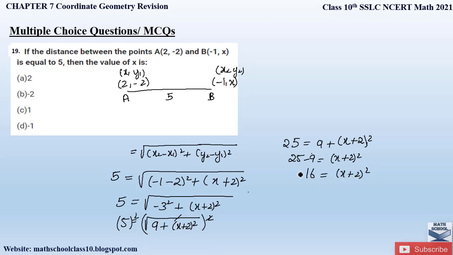So again let us take square root on both the sides so that the square term will get cancelled. It will be easier to solve in this manner. So square root of 16 is 4, equal to this, and square root and square will get cancelled. So we get x plus 2, or sending this 2 to left hand side, we get x is equal to 4 minus 2, x is equal to 2. So we got the value of x as equal to 2. So our correct option is option A.